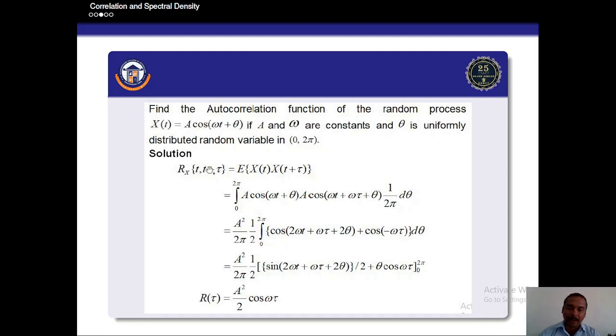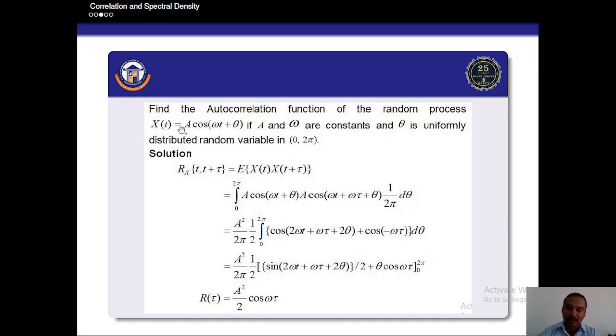So now find the autocorrelation function of the process, R(t, t plus tau). Assume the initial time as t and the next time as t plus tau. It is the expectation of X(t) times X(t plus tau). Now apply the formula for the expectation of a random variable: E[X(t)] is the integral from minus infinity to plus infinity of x f(x) dx. Here the variable is theta, and theta varies from 0 to 2 pi only, so the limits become 0 to 2 pi.